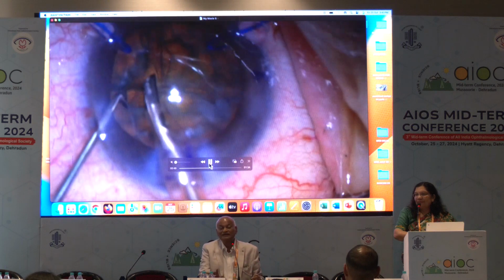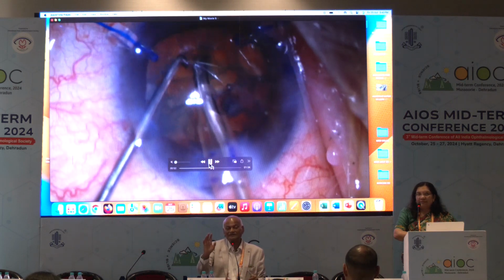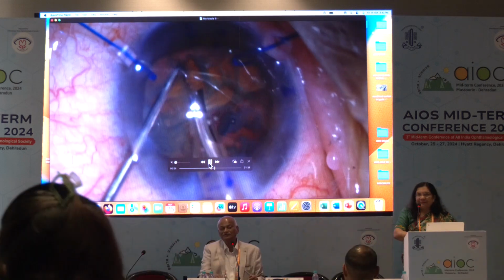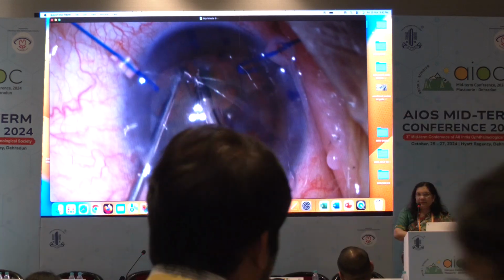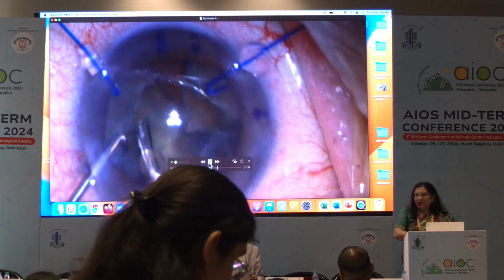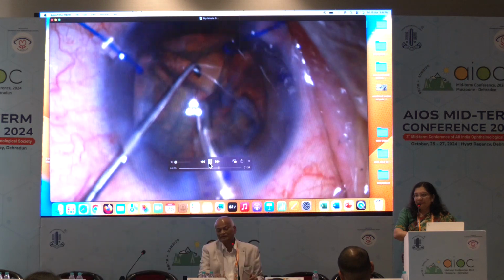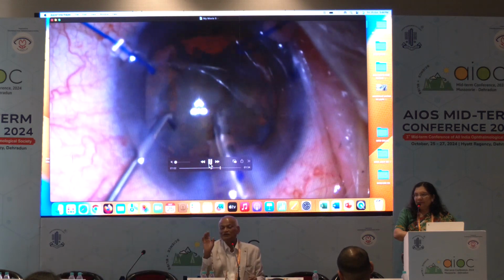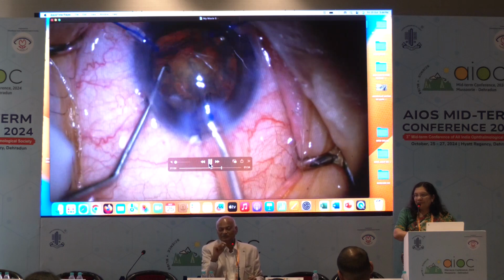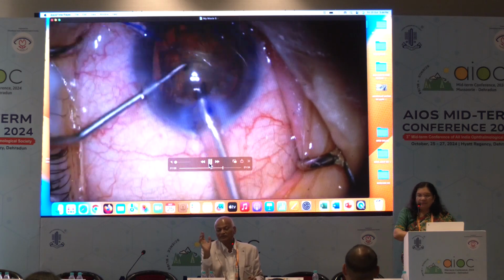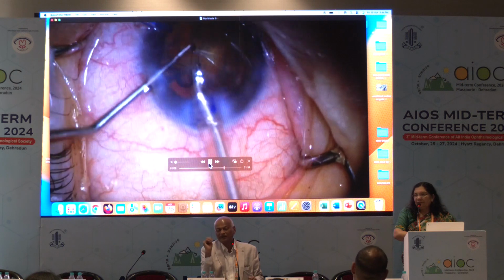Now again you will see what madam has told. The parameters are reduced. The parameters here are reduced. And these reduced parameters, can you see this? You have seen the phacoemulsification before, but here I am doing it by reducing the parameters.